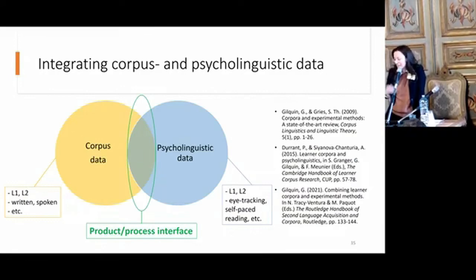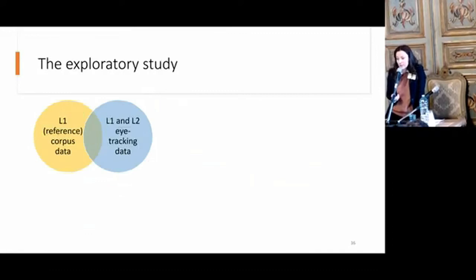So there has been a debate, and several proposals have been made in the past few years. We started by integrating L1 corpus data gleaned from a reference corpus, which we integrated with L1 and L2 eye tracking data. And we actually kept using psycholinguistic data derived from eye tracking experiments. This was our first study, and that's why it's our exploratory study, because of course, we don't have too much time now to get into this, but when it comes to integrating different kinds of data, such as corpus data and psycholinguistic data, the methodological challenges are enormous, and actually the methodological choices that have to be made are very, very widespread.